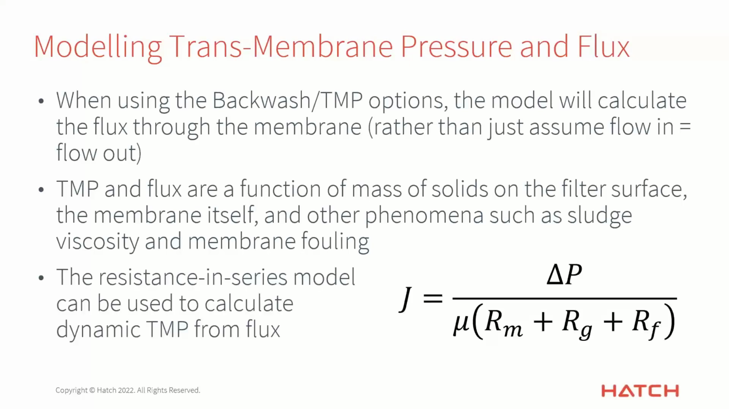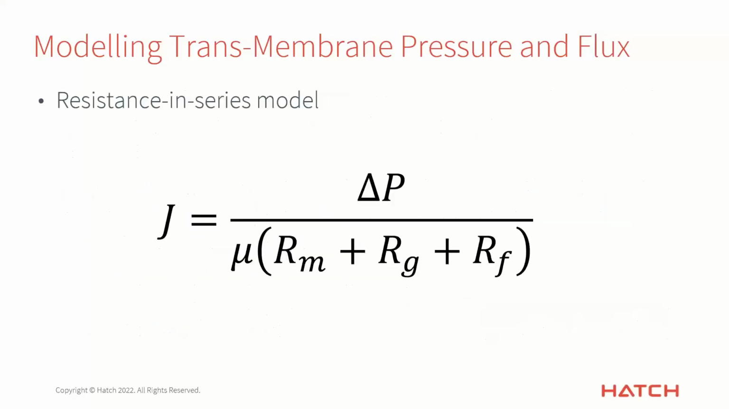And basically we use this resistance in series model to be able to calculate the TMP from the flux that we know is happening through that membrane surface. So we're going to use this equation. It's got the membrane flux, which is a function of transmembrane pressure divided by the viscosity, and then these three resistance terms. One of them is the membrane resistance itself. Another one is the cake layer resistance, or related to the amount of solids on the surface. And the last one is the fouling resistance.